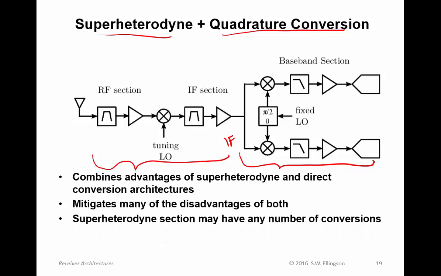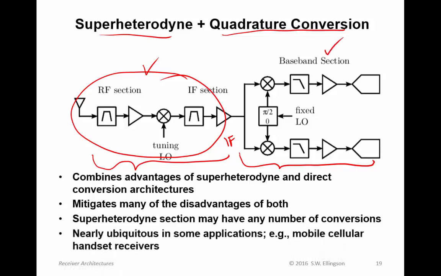And finally, I should point out that I'm showing superhet architecture with just one frequency conversion, but in fact there could be any number of frequency conversions there. It could be up, down, and so on. The idea here is simply to combine superhet for the first few stages with a direct conversion for the final stage. And again, this is nearly ubiquitous in some applications. For example, mobile cellular handset receivers, wireless LAN, lots of applications where this architecture is used.